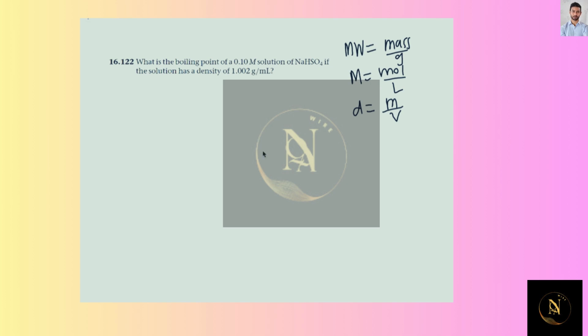What is the boiling point of a 0.1 molar solution of NaHSO4 if the solution has a density of 1.002 grams per milliliter? One thing we're going to assume is that we're dealing with a 1 liter solution. So 1 liter is also equal to 1,000 milliliters, and we can figure that out by doing 1 liter over 1 liter for 1,000 milliliters.